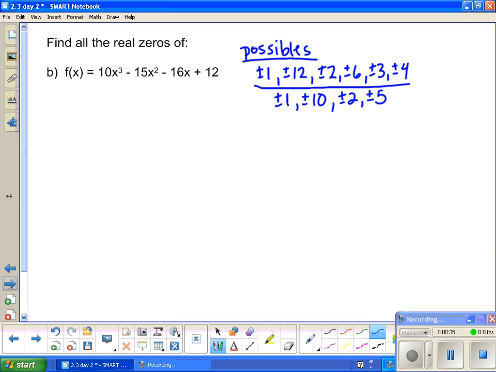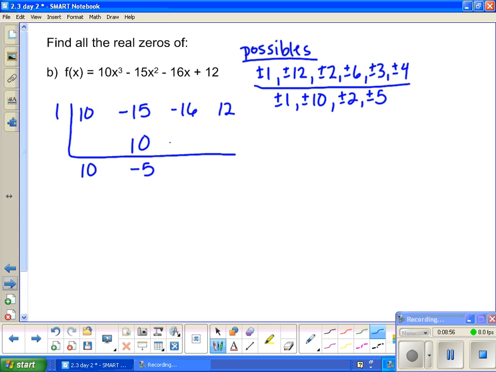So where I like to start are my whole numbers. I'm going to start with 1. Well, not 1. I'm going to write down my coefficients 10, negative 15, negative 16, and 12. Start with 1. So that's 10. Bring it down, multiply, add, multiply, add, multiply. Okay, so that doesn't work. So I try to go again.